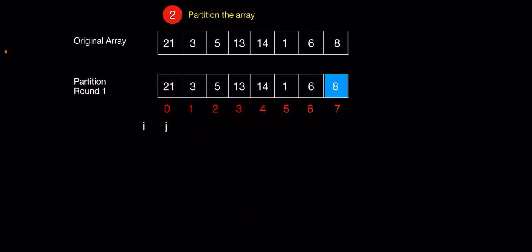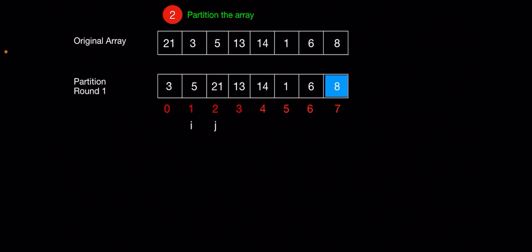First we check each element one by one. Let's go through them. The first one is 21. 21 is greater than 8, so we do nothing. The next one is 3. 3 is smaller than 8, so we increment I to 0 and swap 3 with 21. Next is 5. 5 is smaller than 8, so we increment I to 1 and swap 5 with 21.